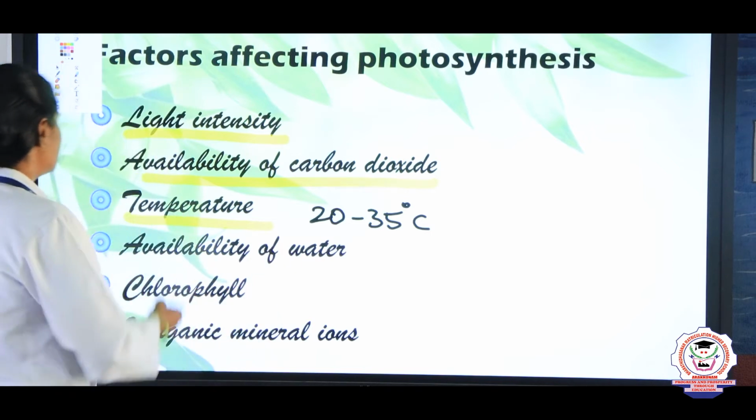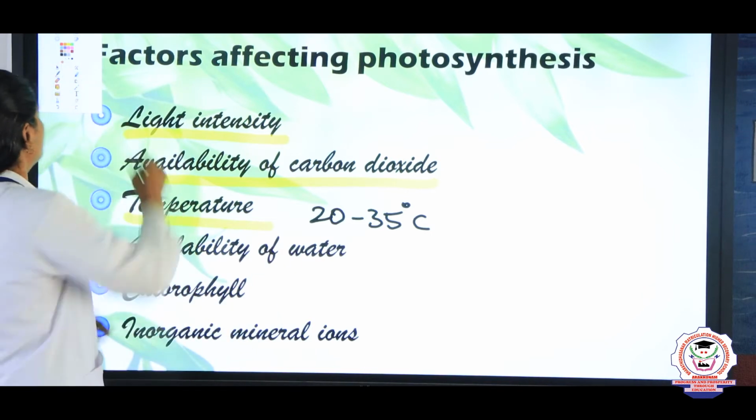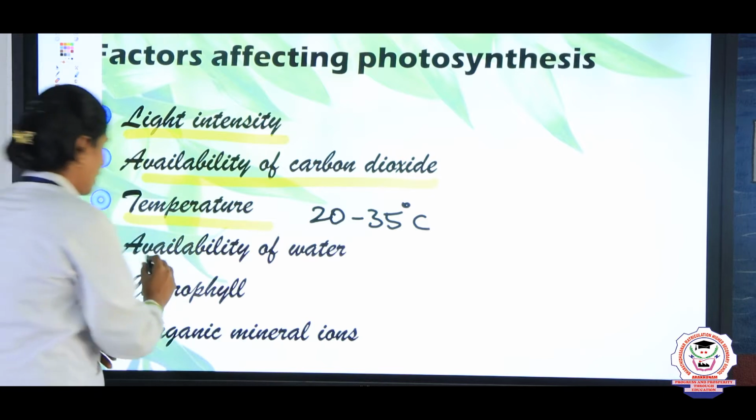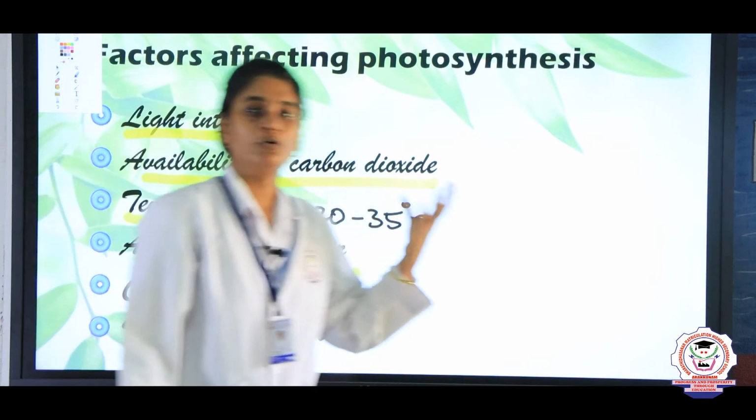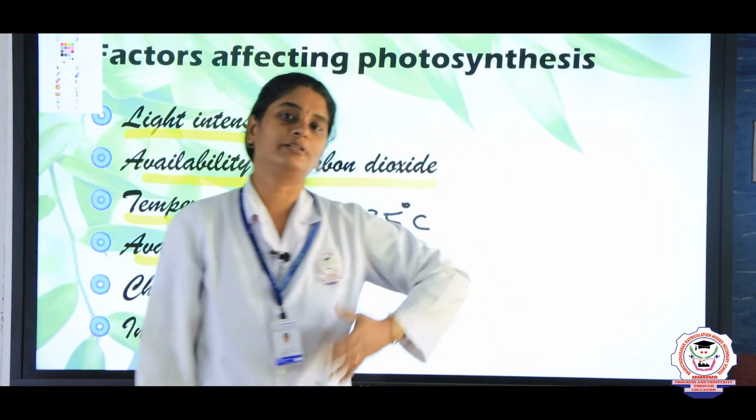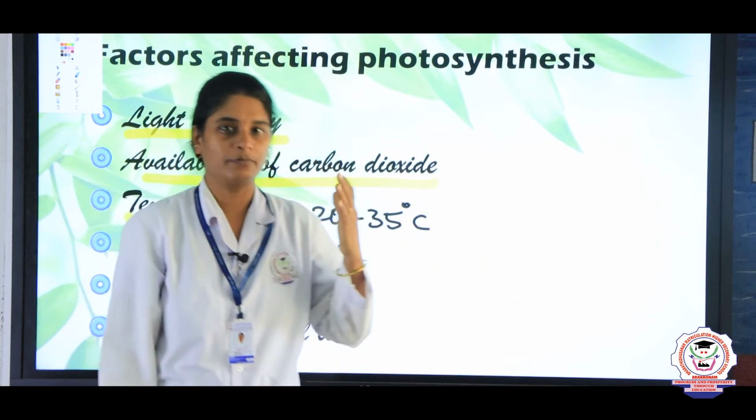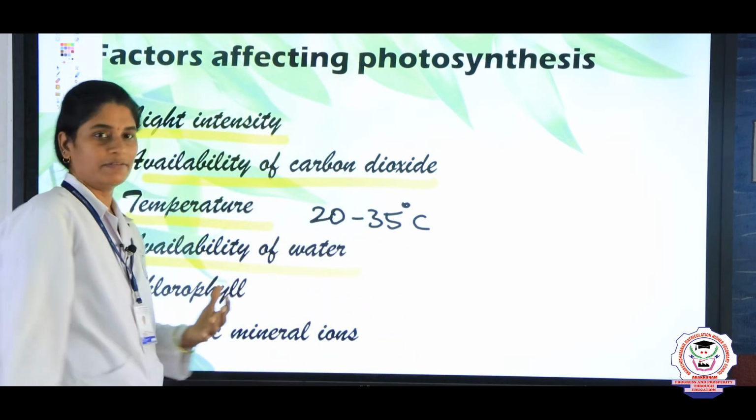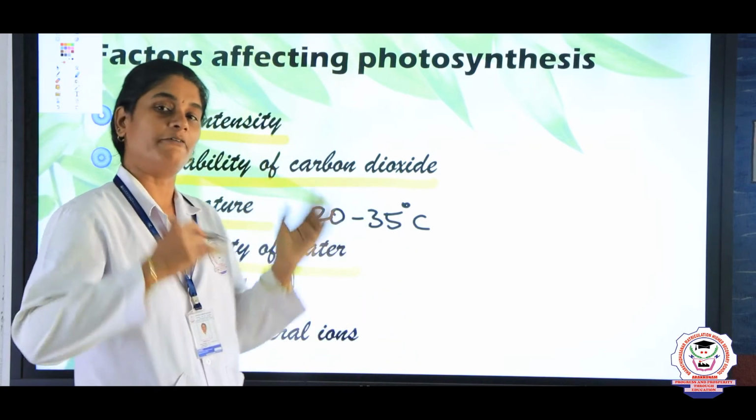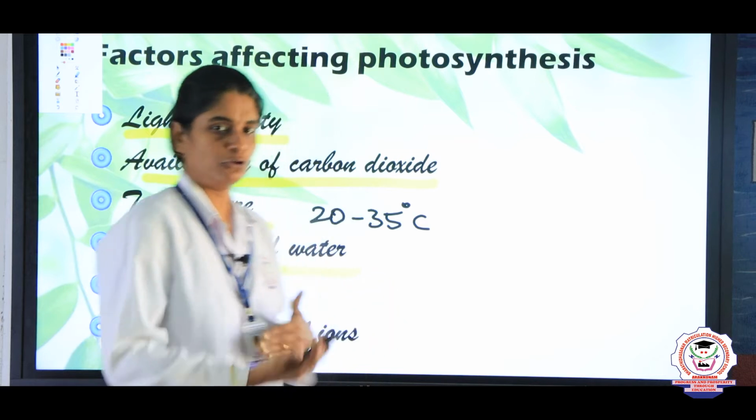Okay. The next thing is availability of water. So, suppose the plant cannot get a proper amount of water, definitely that will affect the preparation of food inside the plant, right. So, water is also very essential. The water will affect the process of photosynthesis, right.